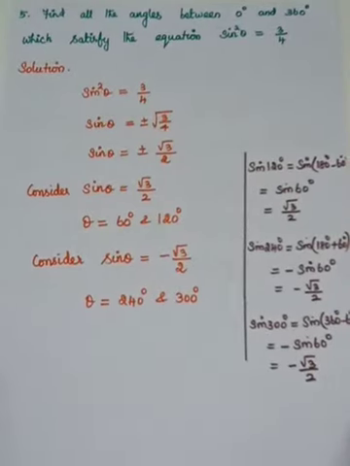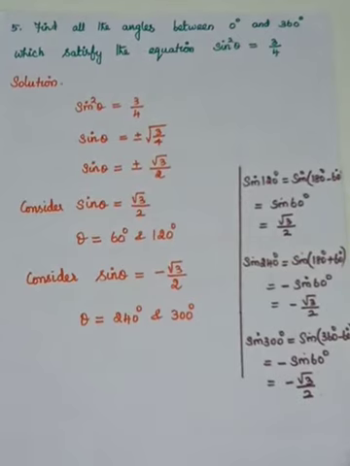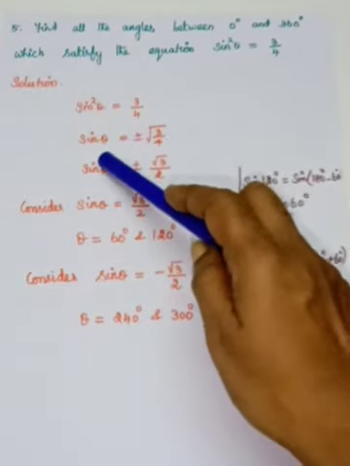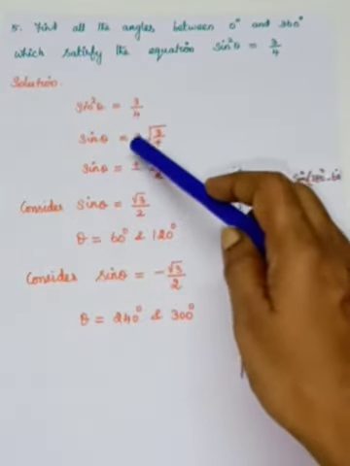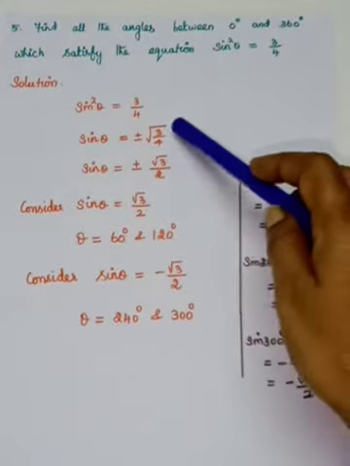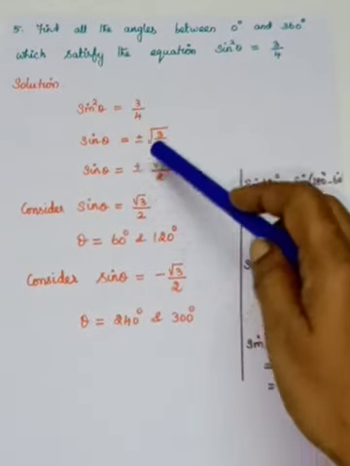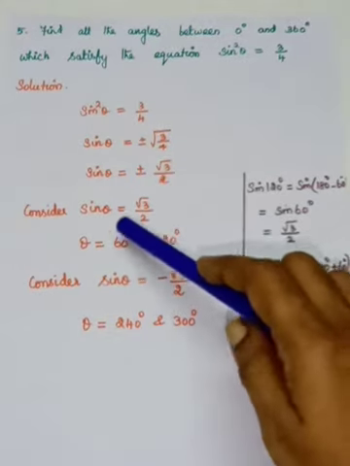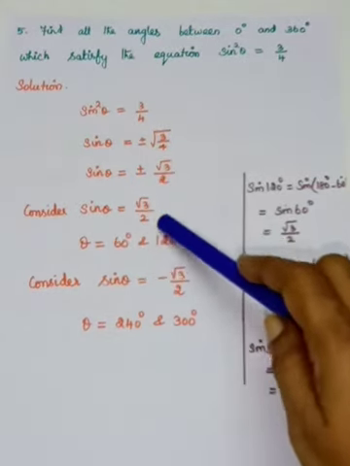Okay, find all the angles between 0 degree and 360 degree which satisfy the equation sin square theta is equal to 3 by 4. You consider the equation sin square theta is equal to 3 by 4. Upon sin theta you have to take the square root. So we have to write plus or minus square root of 3 by 4. So it is plus or minus root 3 by 2. So first take the positive value. Sin theta is equal to root 3 by 2.